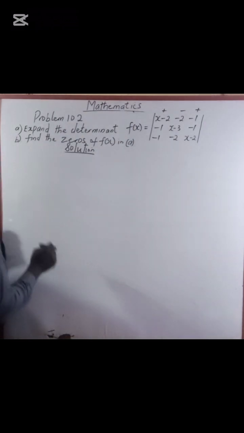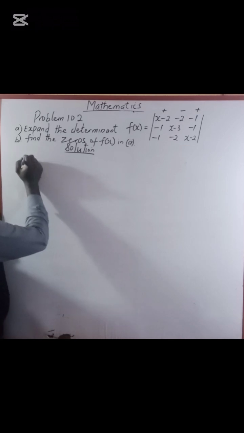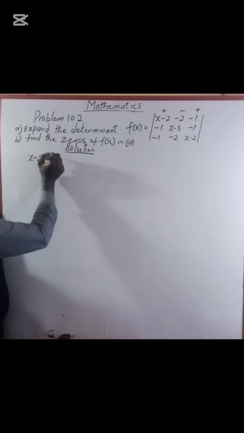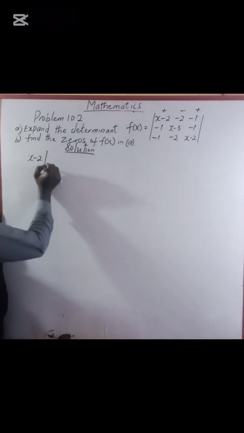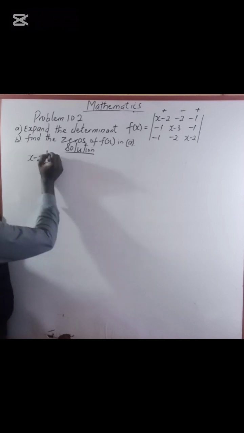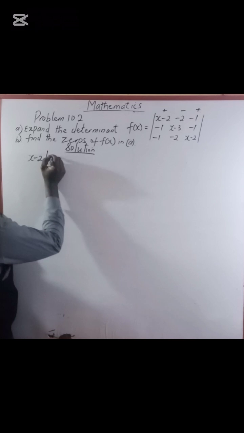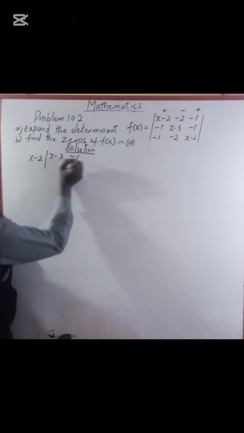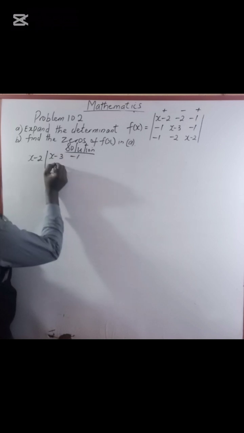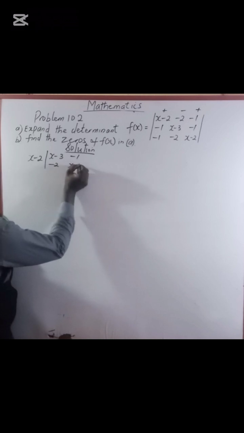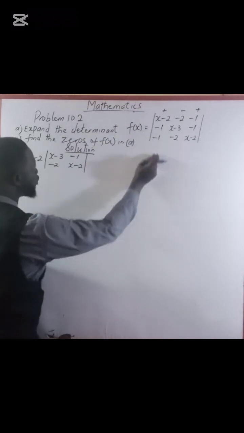So let's generate the 2 by 2 matrices. The first one is x minus 2, we open bracket, determinant. So you close the first column and the first row. So you are left with what? x minus 3, minus 1, minus 2, x minus 2. Alright? Close this column, close this one.